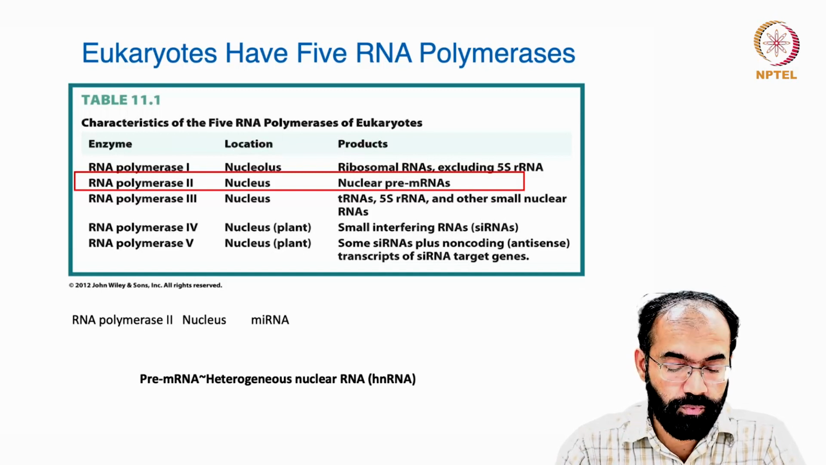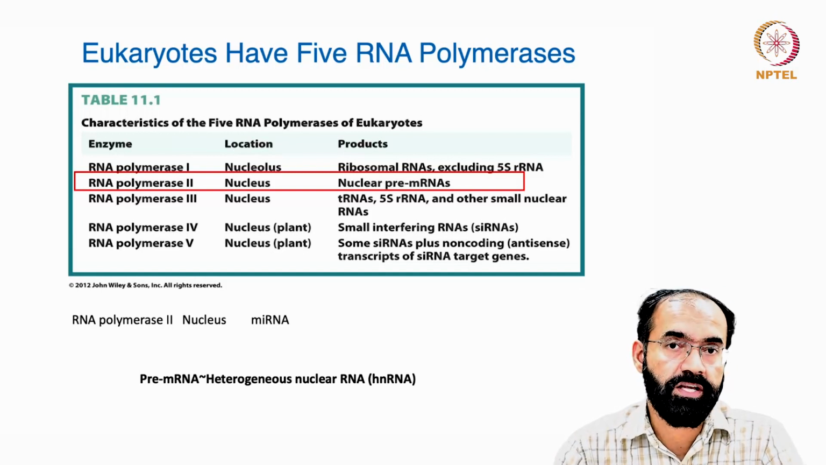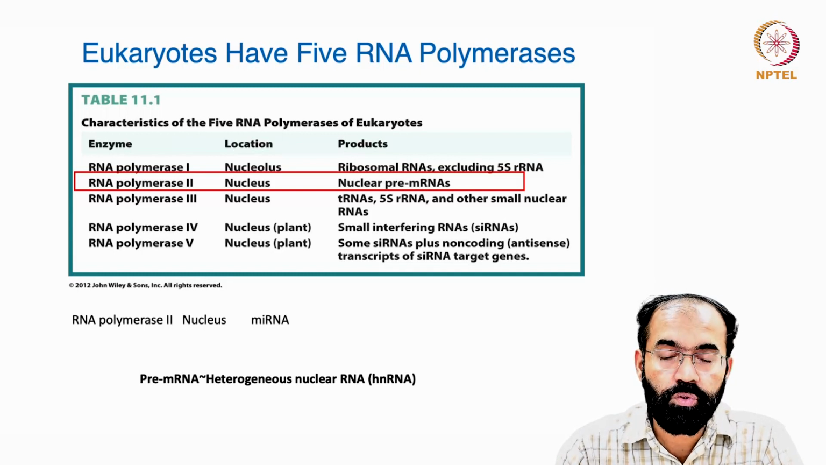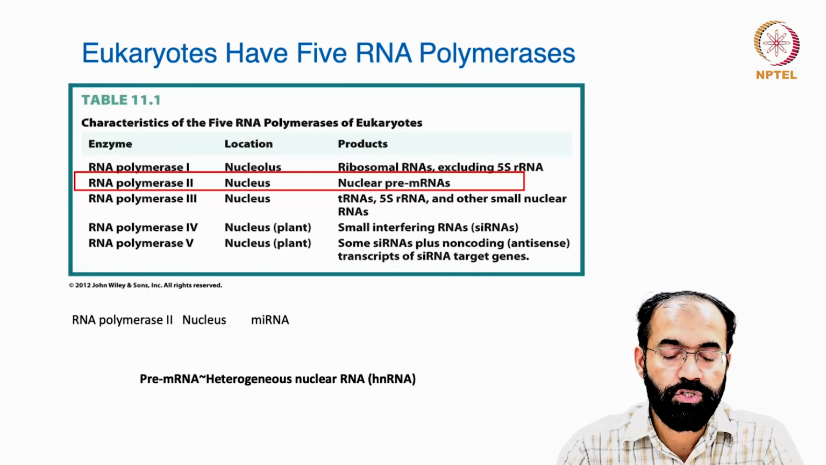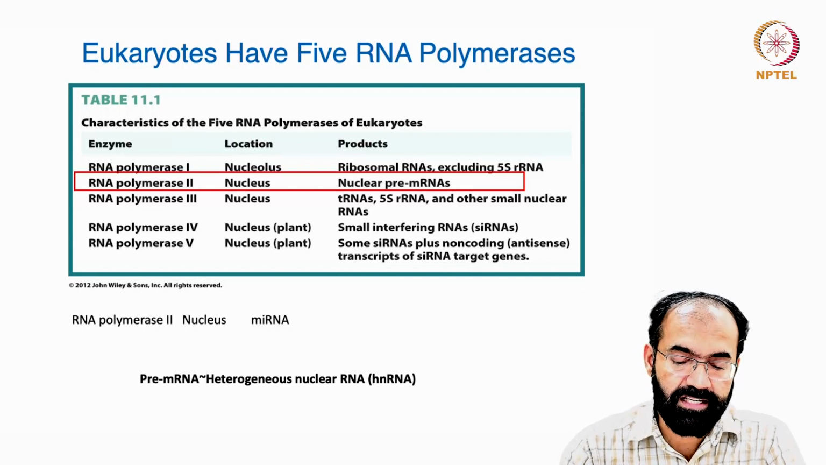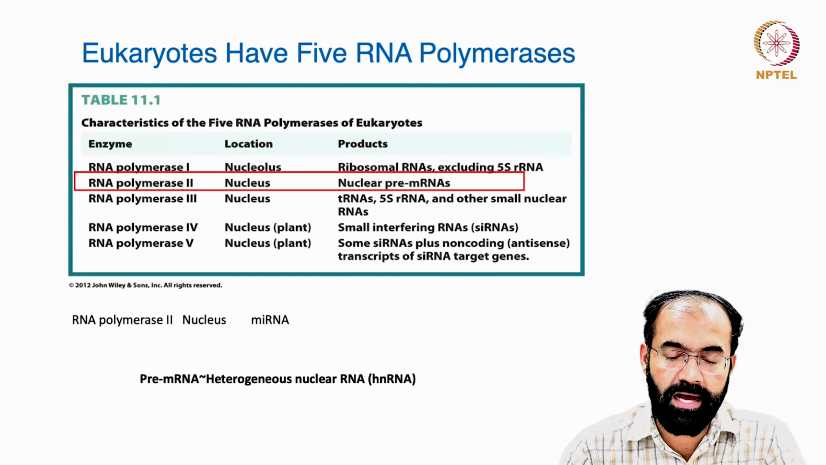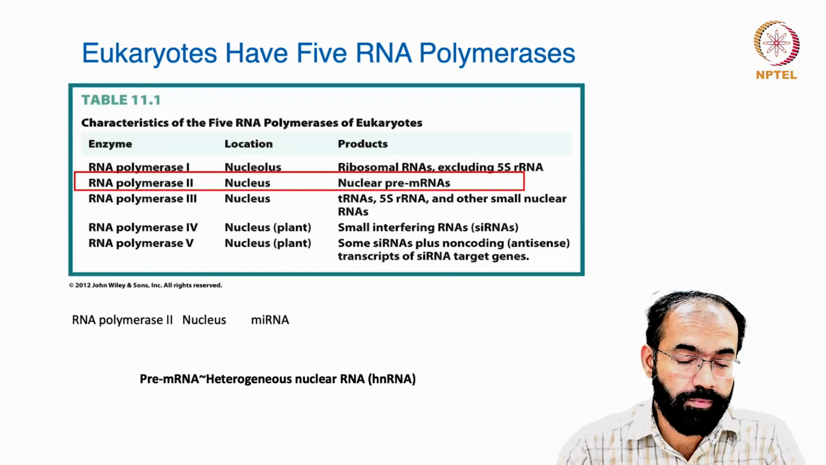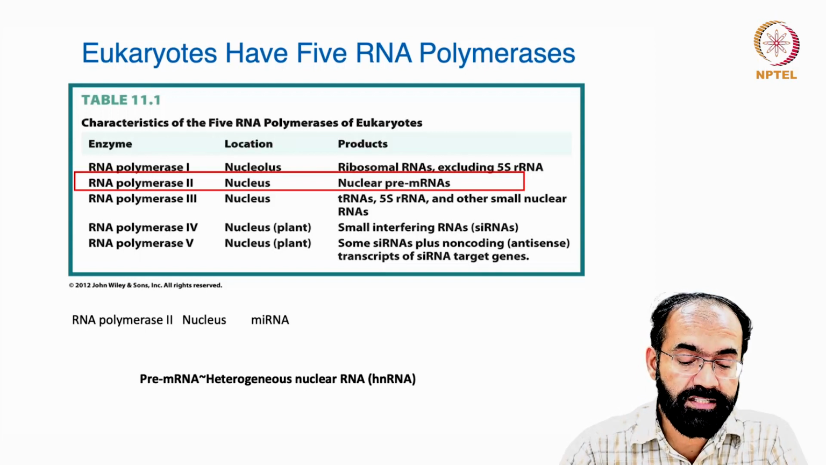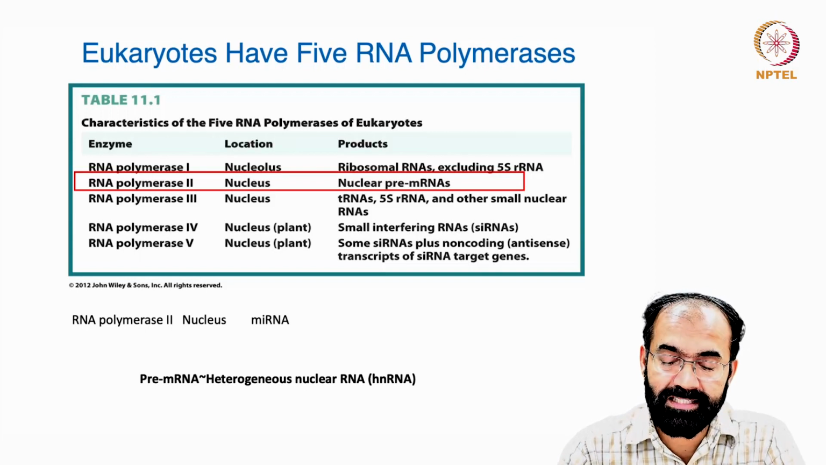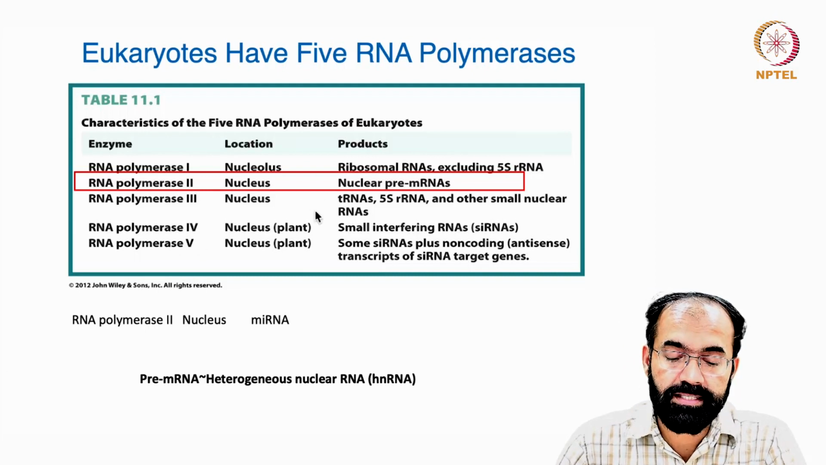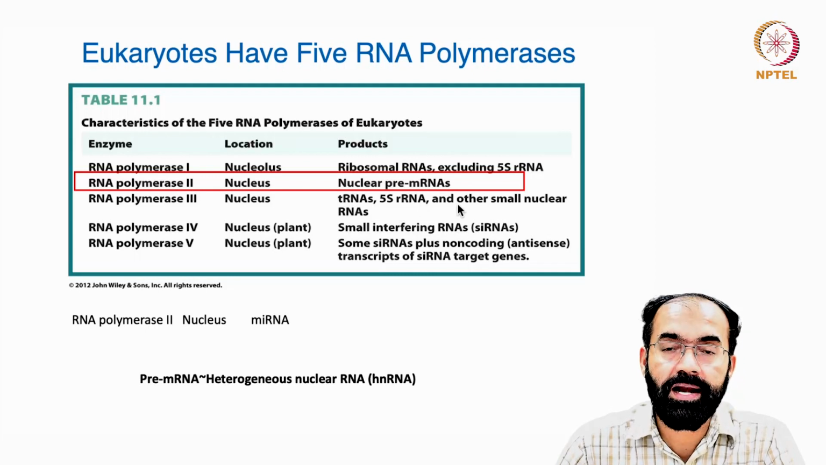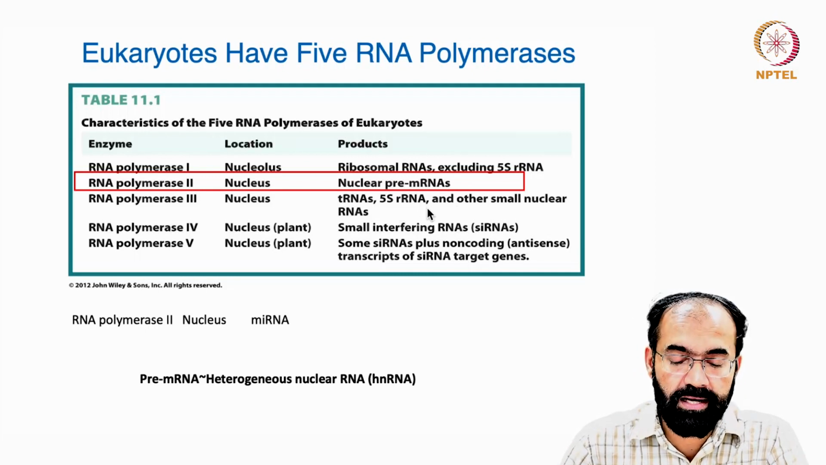Now RNA polymerase II is mainly in the nucleus, throughout the nucleus, and the nuclear pre-mRNAs are transcribed with the help of RNA polymerase II. RNA polymerase III is mainly transcribing transfer RNA and the 5S ribosomal RNA. So RNA polymerase II is mRNA, RNA polymerase I is ribosomal RNA with an exception of 5S ribosomal RNA, and RNA polymerase III is handling tRNAs, 5S ribosomal RNA and other small nuclear RNAs.